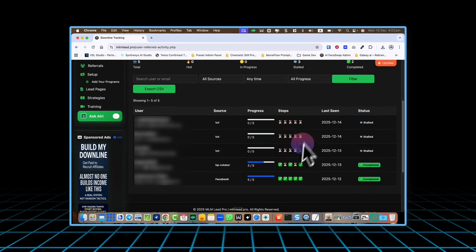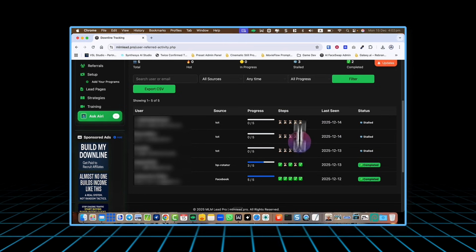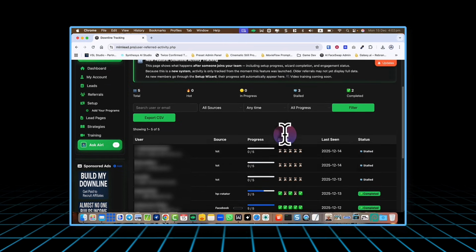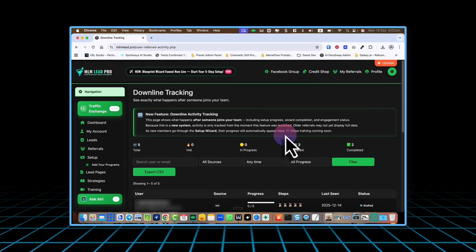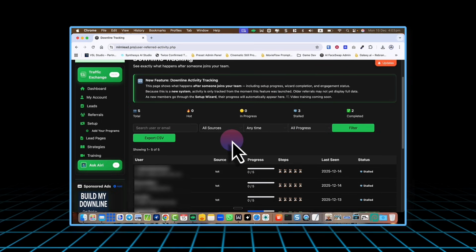So if they've got most of the way set up, but they're not complete, and they're not even complete here, then they'll probably be a hot lead, and that's what it'll be marked as. So that's the philosophy. Think of it like that. So yeah, you can download and you can email out separately or whatever.